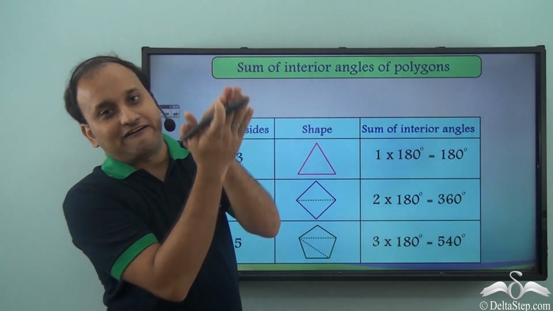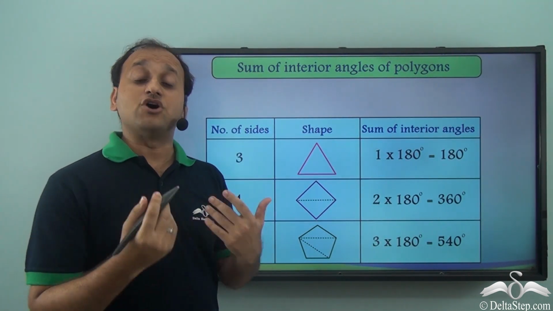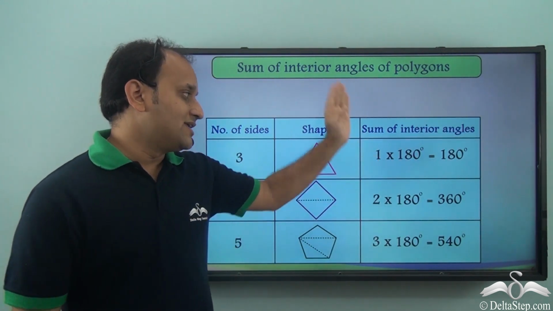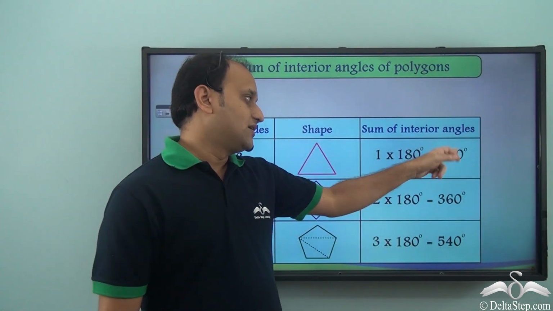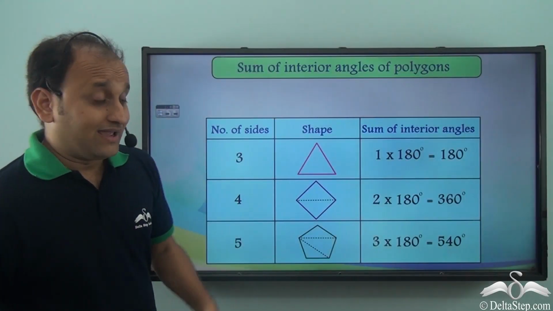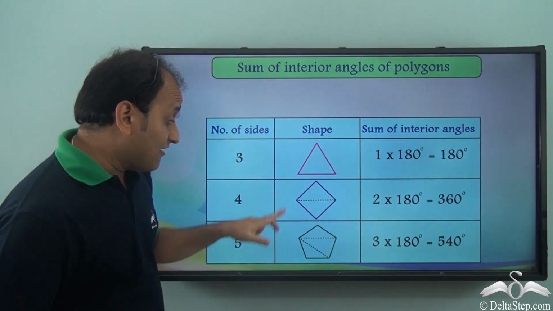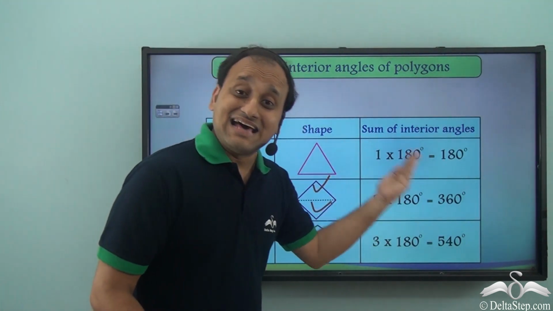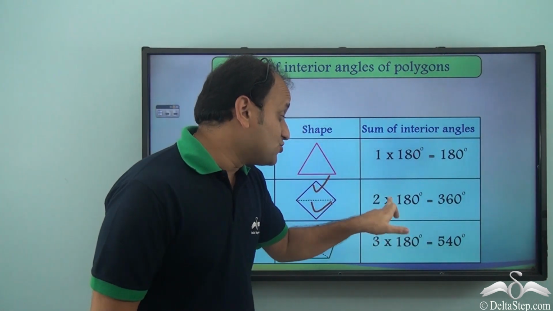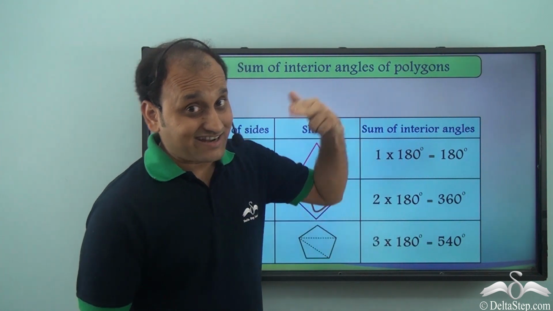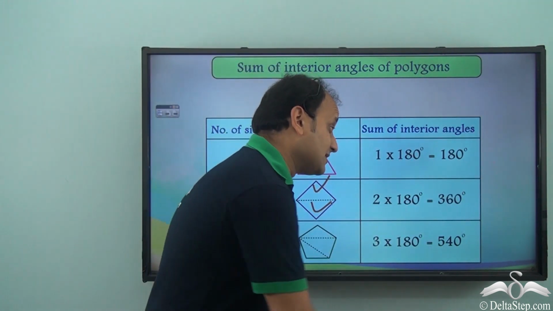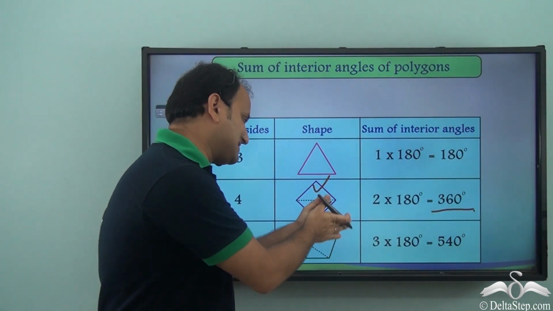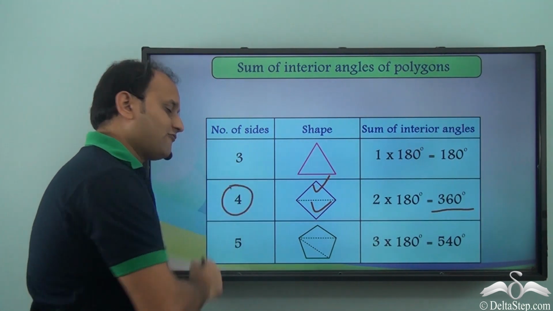Now, this is how we find the sum of internal angles of any polygon. So, in this case, when we have a triangle, it is 1 into 180 degrees. That is 180 degrees. Now, in the case of a quadrilateral, we have two triangles. We can divide it into two triangles. And so, the sum of all the internal angles will be 2 into 180 degrees. Two triangles, 180 degrees each. So, 2 into 180, that is 360 degrees.